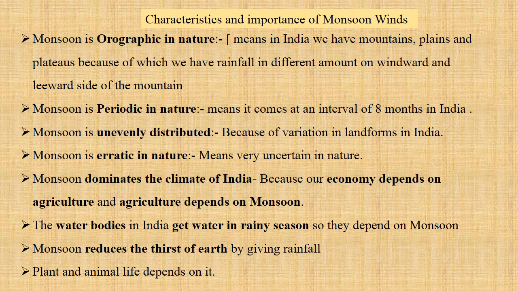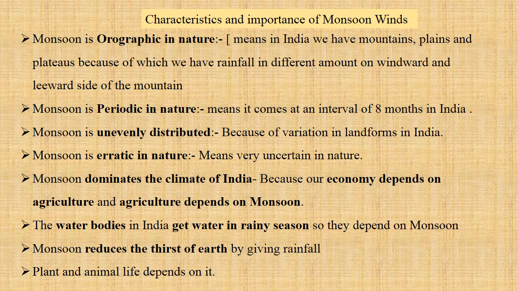Monsoon winds are giving rainfall which is unevenly distributed. The meaning of this is we do not have the same amount of rainfall received in all parts of our country. For example, Thar desert of Rajasthan receives 25 centimeters of rainfall, whereas Mawsynram in Meghalaya receives more than 1000 centimeters of rainfall. So the rainfall is unevenly distributed.